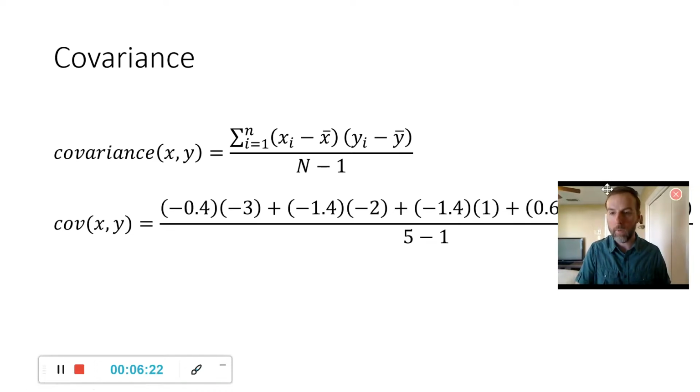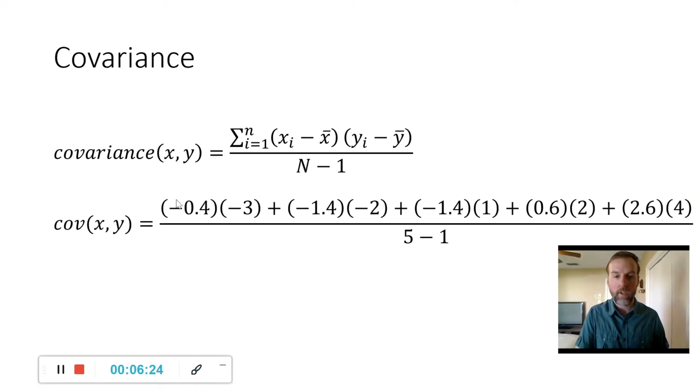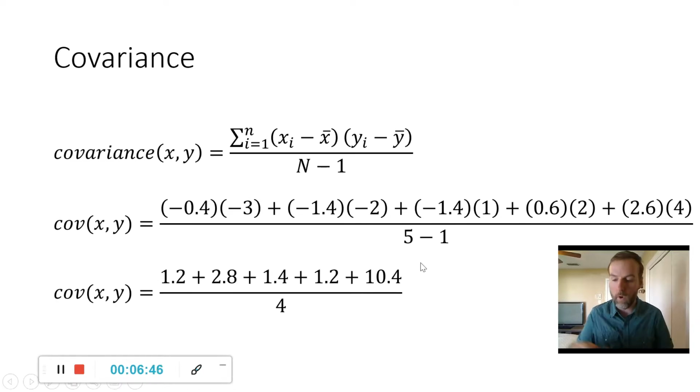So if we work this out in the first case, I've already done those subtractions. The difference between adverts and the grand mean of adverts for participant 1 was negative 0.4. And the difference between their packets and the average number of packets was negative 3. So we have to multiply these values. We do that for each participant, we divide that by 4, and in this case we get a covariance of 4.25.